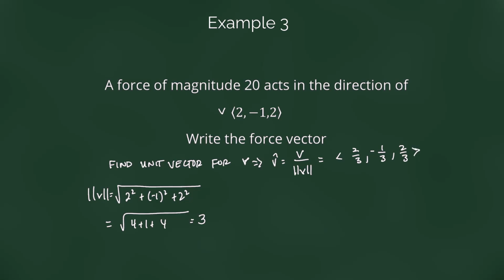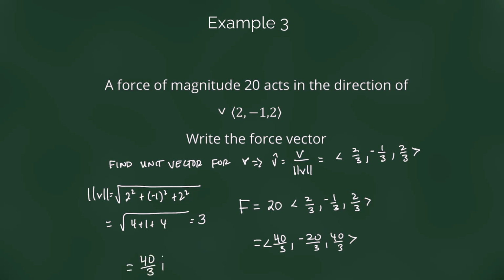So then our vector F, our force vector, has magnitude 20, and it goes in the same direction as this vector. So we can just multiply that unit vector, which gives us the direction and a magnitude of 1, times 20 to get that our force vector must be 40/3, negative 20/3, 40/3. And remember that we can use this alternate notation and say that this is the vector 40/3 i minus 20/3 j plus 40/3 k.